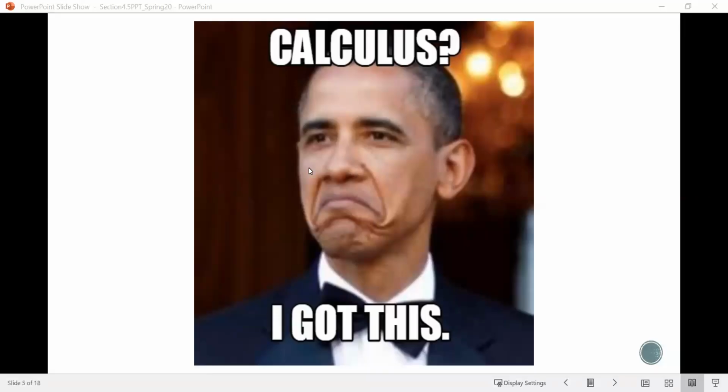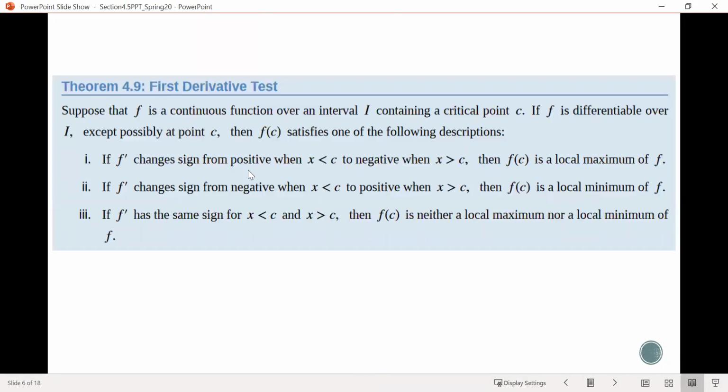Hello everyone, welcome to the second video for section 4.5, continuing on with our study of derivatives and how they relate to the shape of a graph of a function. In the last video, we talked about something called the first derivative test, and I just wanted to reiterate this. Number one, to highlight that that's the name of it, and also just to review what it entailed.